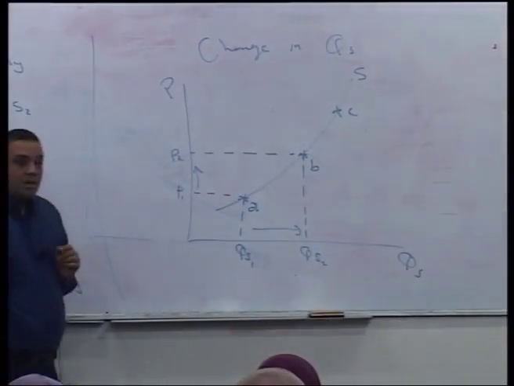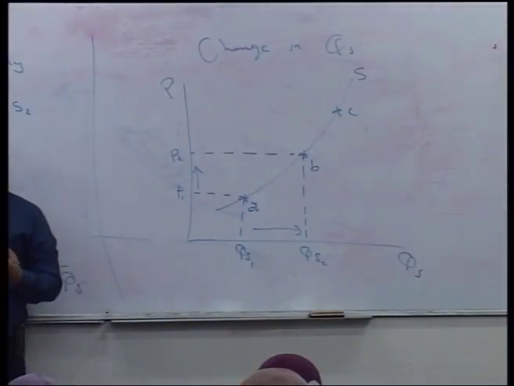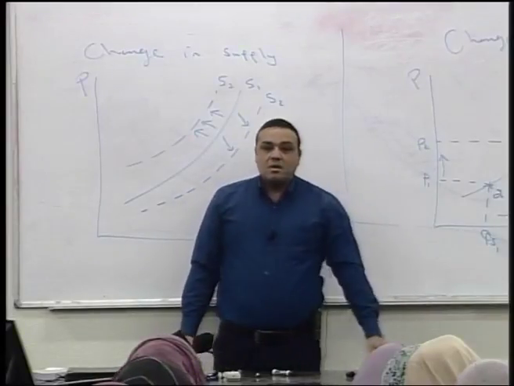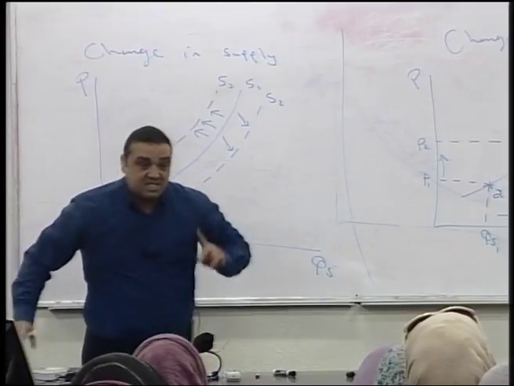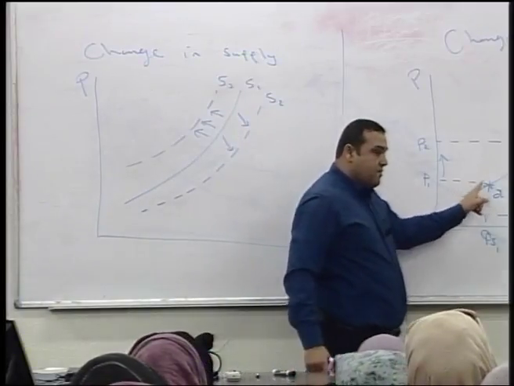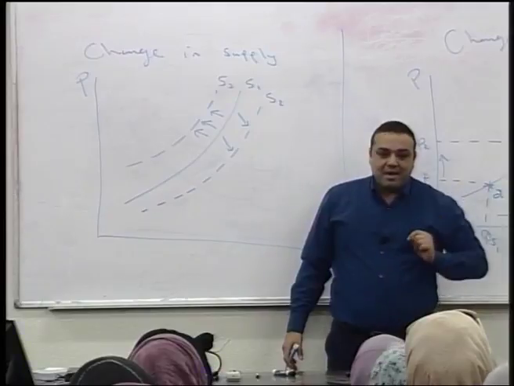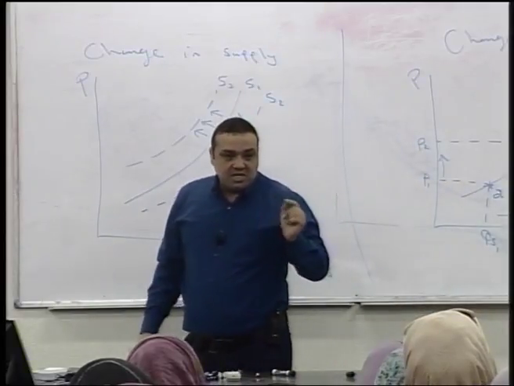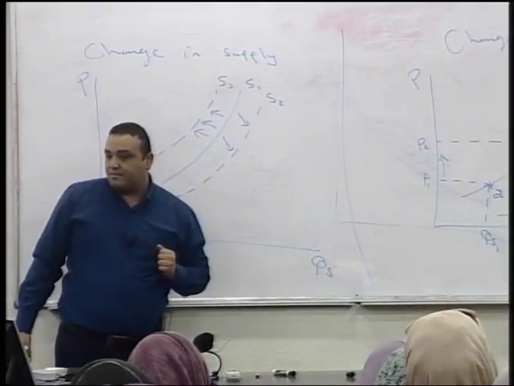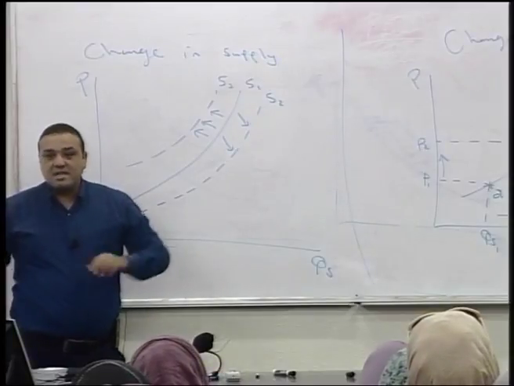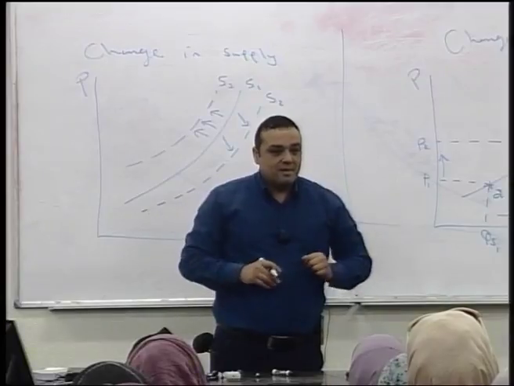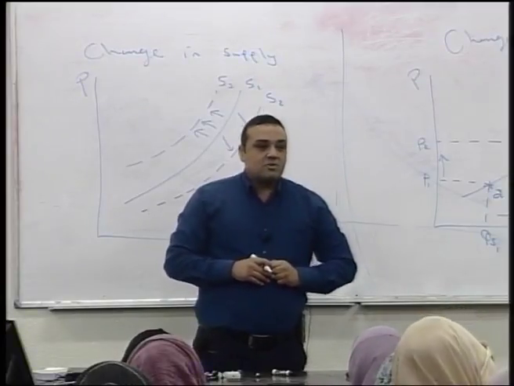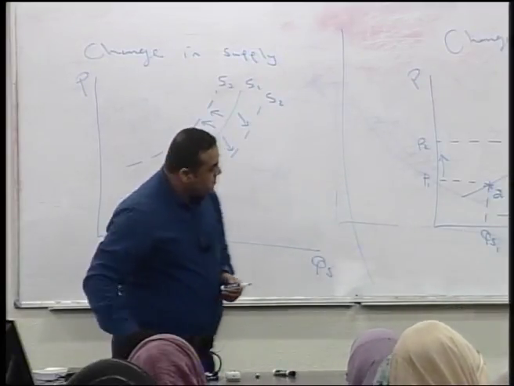So this point is called the change in quantity supplied. The change in quantity supplied is the movement along the same supply curve due to the change in the price of the product itself. Okay? The same as the demand. Let's go to something else.